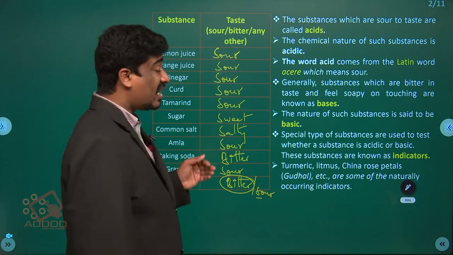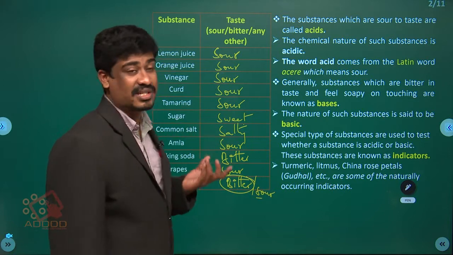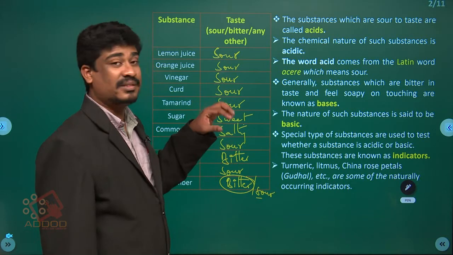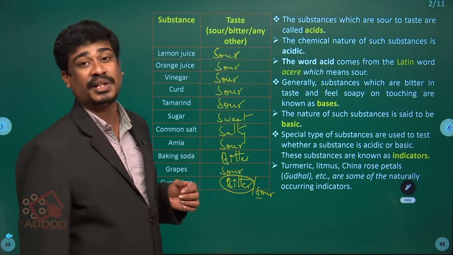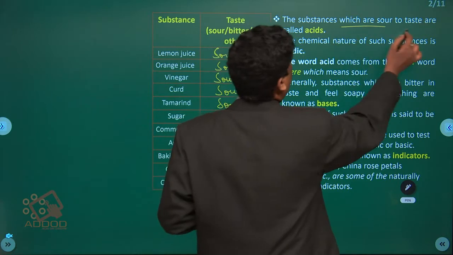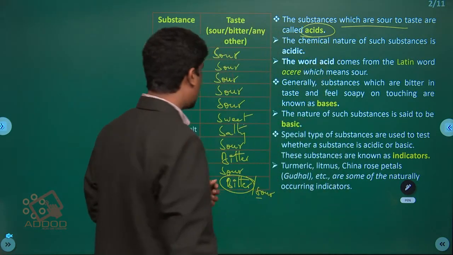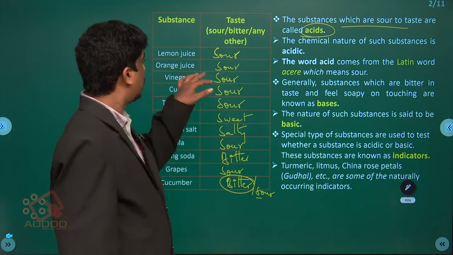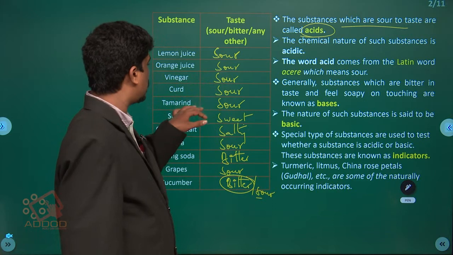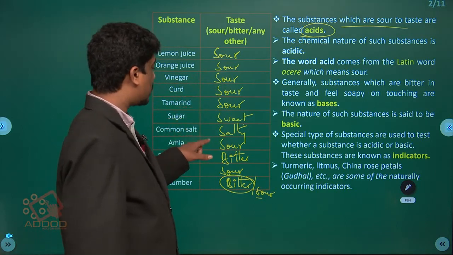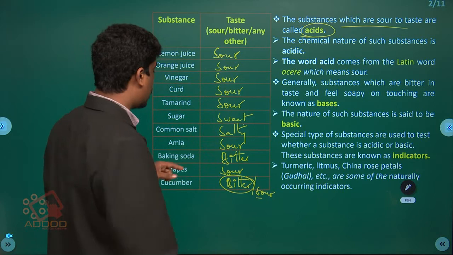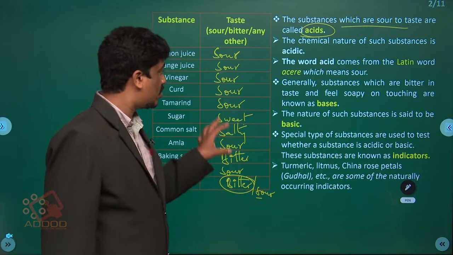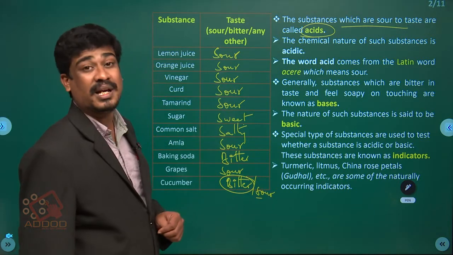See here, based on the taste, we are testing taste. So based on the taste, classifications were given. The substances which are sour to taste are called acids. Within this we can classify: lemon juice sour, orange juice sour, vinegar sour, curd sour, tamarind sour, sugar sweet, common salt salty, amla sour, or sometimes bitter, isn't it? Grapes sour. So the sour substances are classified as acids.